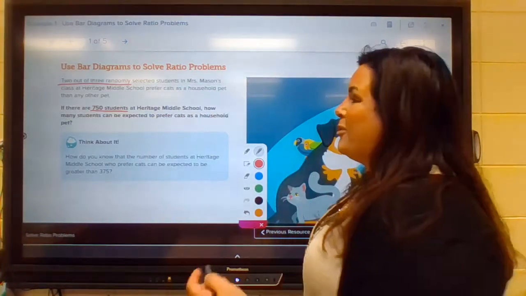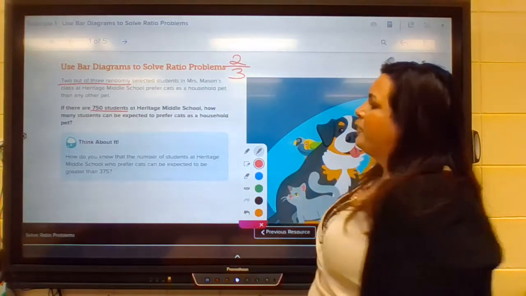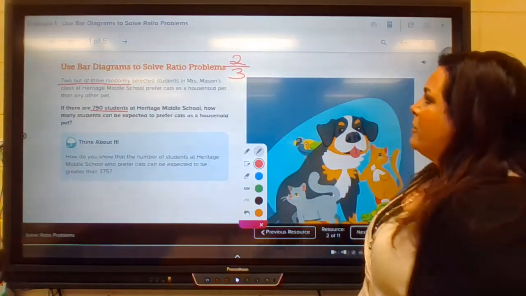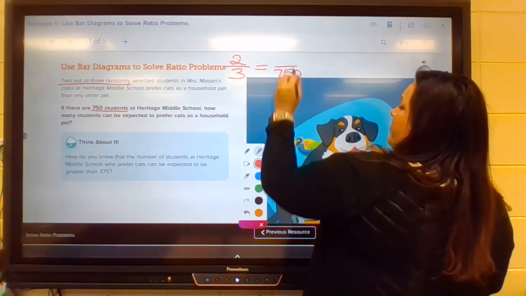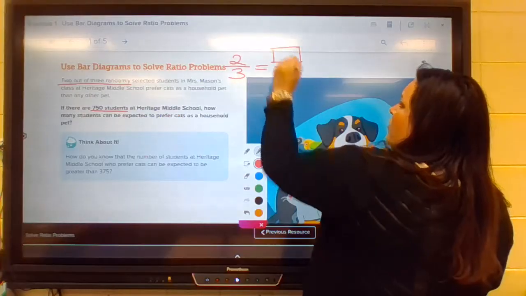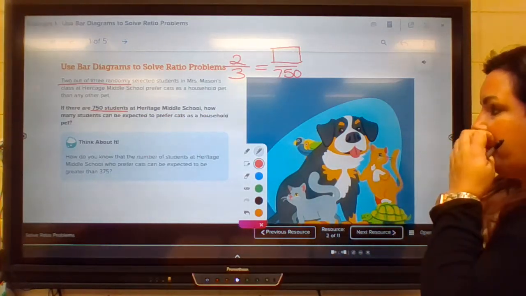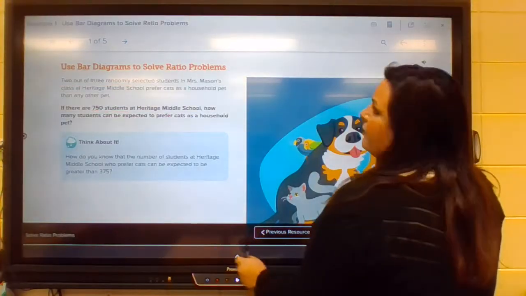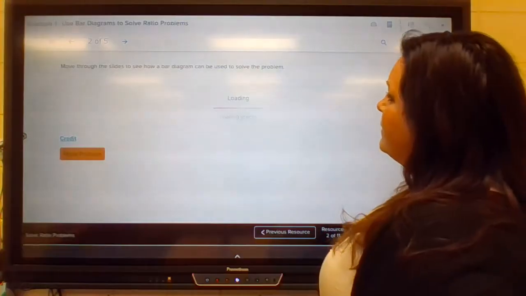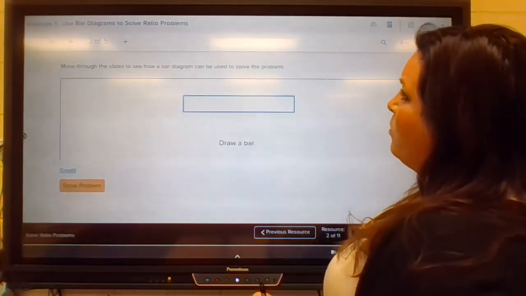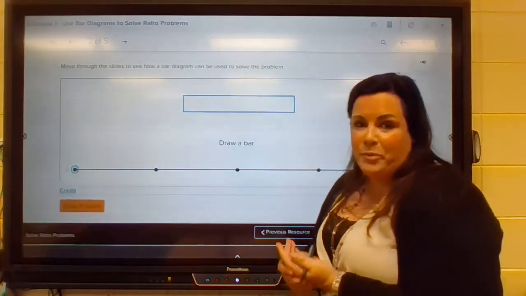We're going to use that fraction, 2 out of 3, and we are going to use the total of 750 and find what's missing here. So let's go ahead and give it a try. We're going to create a bar diagram once again. So always first step, draw a bar. Makes sense when we're making bar diagrams.